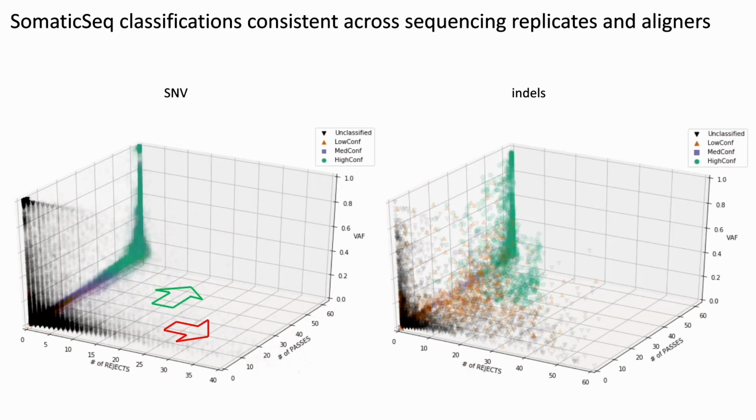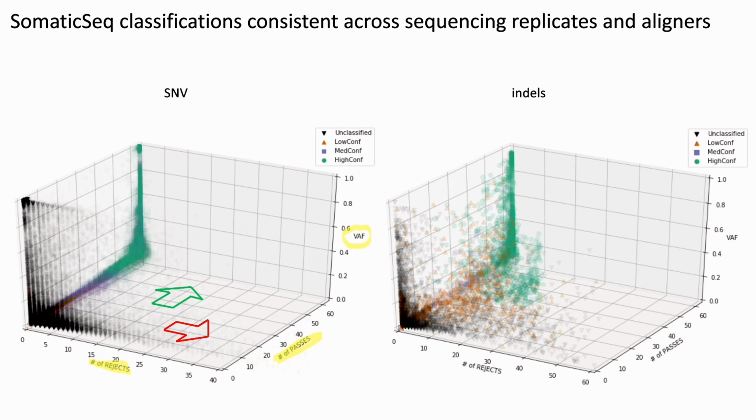This is the 3D scatter plot for SomaticSeq classifications. For each somatic variant call, the x-axis is the number of times SomaticSeq has classified it as a pass or a likely true mutation out of 63 datasets. The y-axis is the number of times SomaticSeq has classified it as a reject or a likely false positive out of the 63 datasets. The z-axis is its variant allele frequency, again VAF.